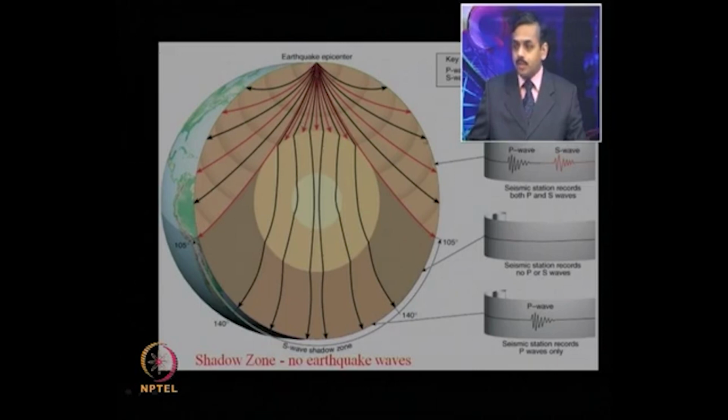So, only the seismographs which are located at this part of the world, for this earthquake they will be able to record both P wave and S wave, whereas the seismographs located in this part of the world cannot record any wave of this earthquake, and the seismographs located at this part of the world will record only P wave, they cannot record S wave, because they are in the S wave shadow zone.